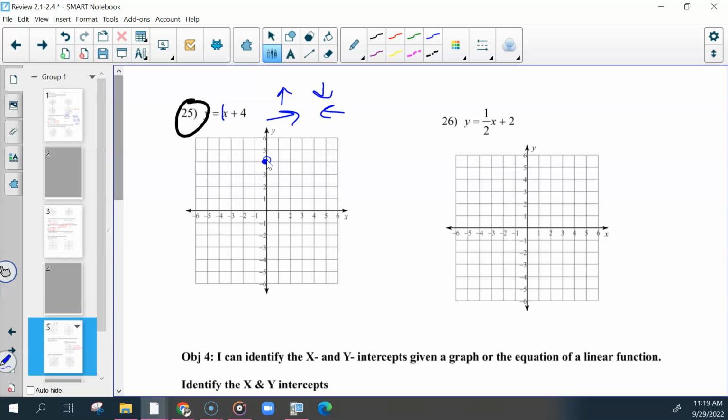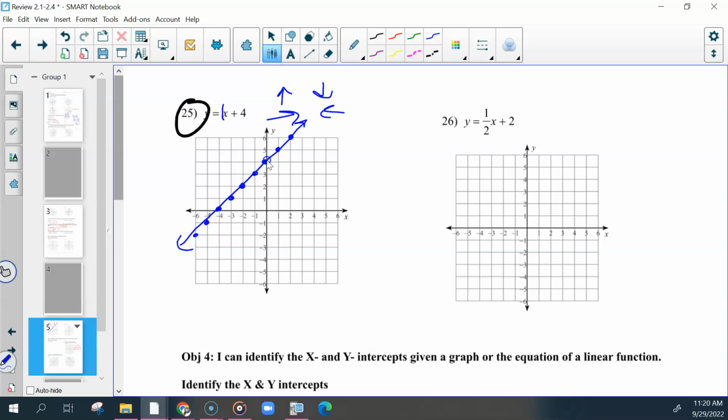It does not matter which one you start with. We're going to go up and to the right one as many times as possible, down and to the left one as many times as possible. Fill up your graph both directions. And then draw a line through all of your points, and draw arrows at the end.